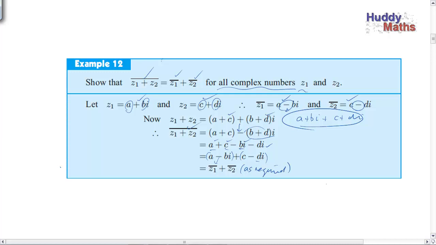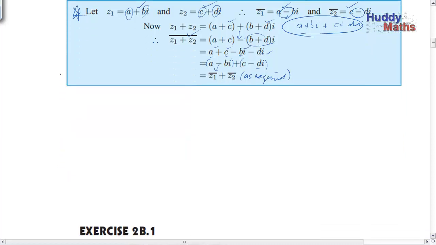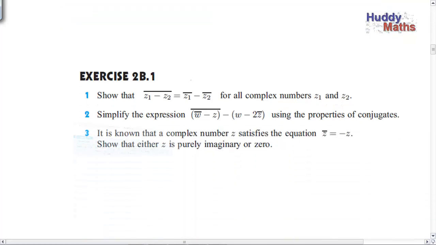Alright, so you get the idea. This is the important step up here, where because you're doing a proof or a show that, you have to let z1 and z2 be general expressions for complex numbers, not particular cases. Alright, come down and I'll get you to do some here.